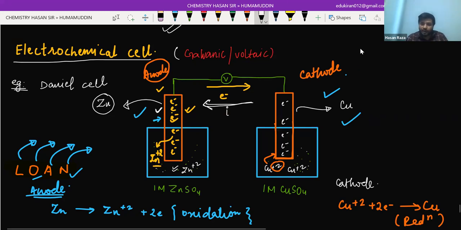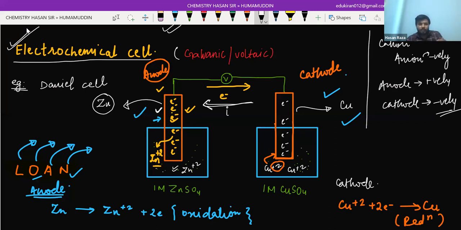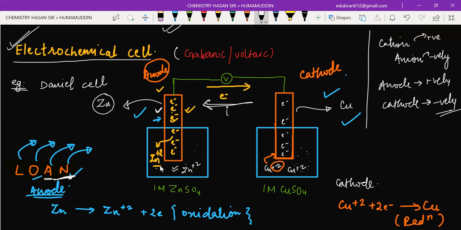Don't be confused, because till date you have studied cation and anion. You are aware of this, right? These are types of ions. Cation is positively charged and anion is negatively charged. But when we talk about electrodes, there are two types, anode and cathode. Till now you have studied anode is positively charged and cathode is negatively charged. But here in the electrochemical cell only, anode is negative and cathode will be positive. Is that clear, Austin and Humamuddin? Yes, sir. Only here. So you have to be careful.